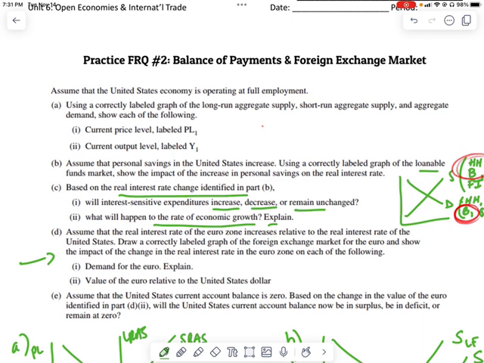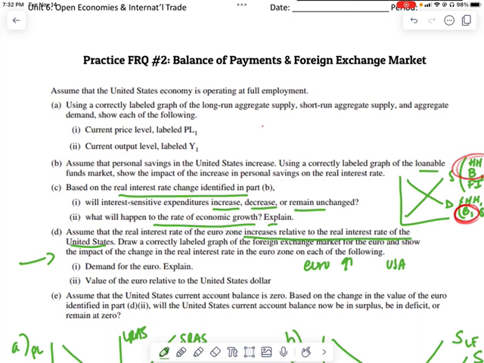So remember your shifters of the foreign exchange market. Interest rates are one of the shifters. It doesn't matter whose country has the higher interest rate. If somebody simply just wants to put their money in a bank and turn it into more money, then a higher interest rate is where the money will follow. It's like a magnet. So it says, assume that the real interest rate in the Eurozone increases relative to the real interest rate of the United States. So the Euro has the higher interest rate than the United States.